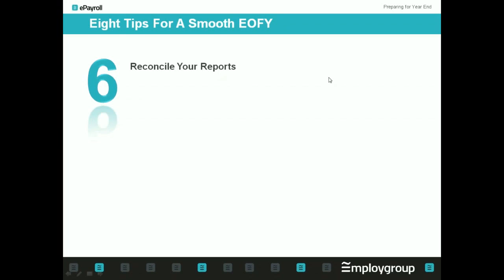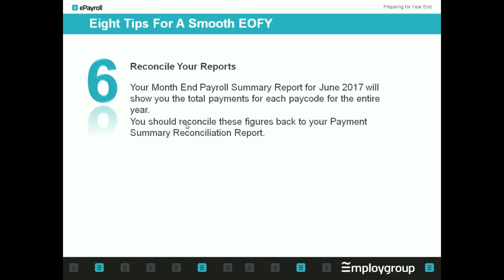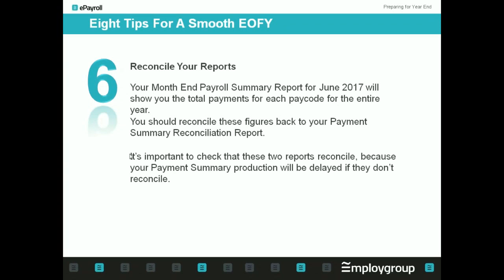Reconcile your reports. We did discuss this earlier as well. Your month-end payroll summary report for June 2017 will show the total payments for each pay code for the entire year. You should reconcile those figures back to your payment summary reconciliation report as well as to your general ledger, and it's important that you check that those reconcile, because if they don't reconcile, it will delay your payment summary order.